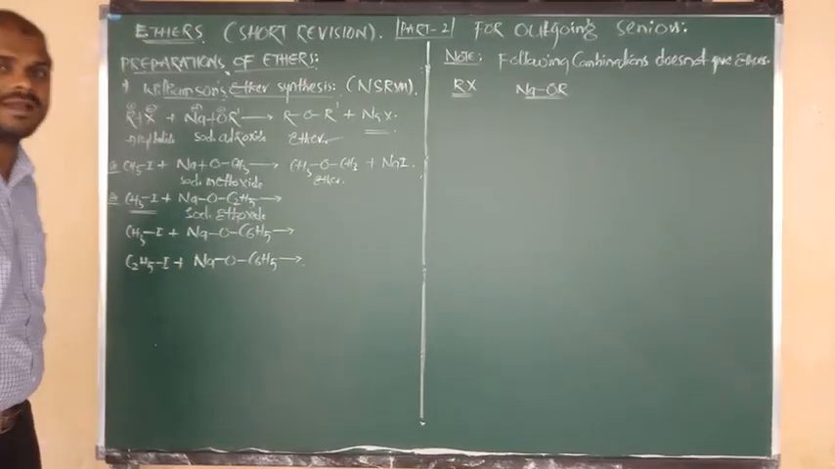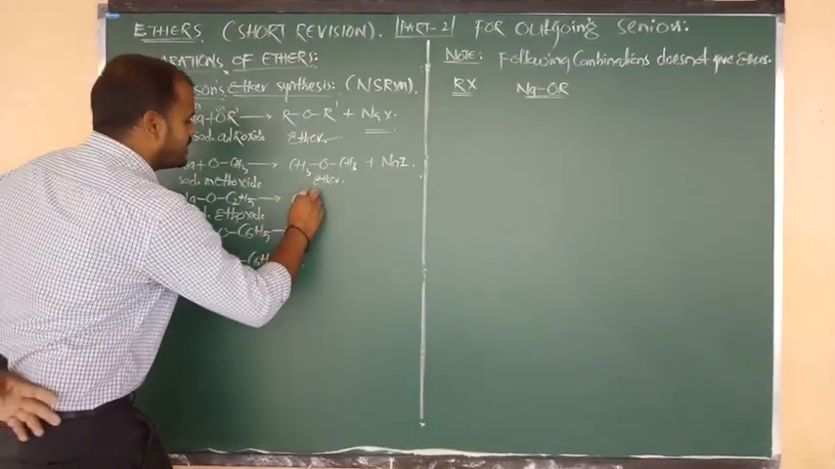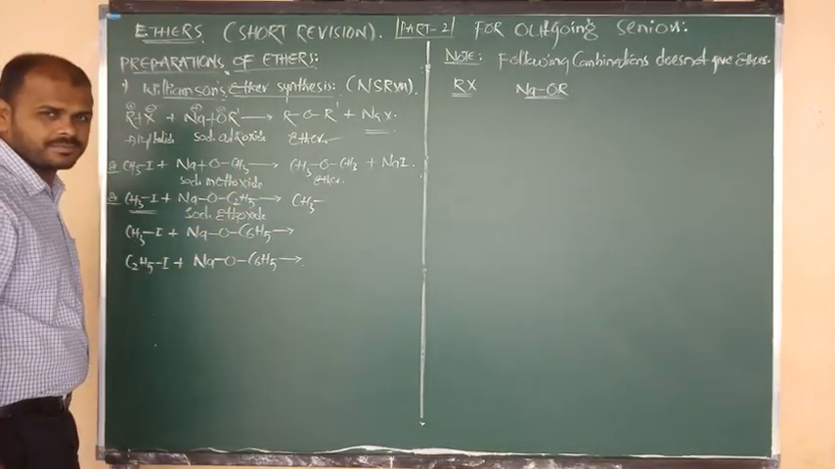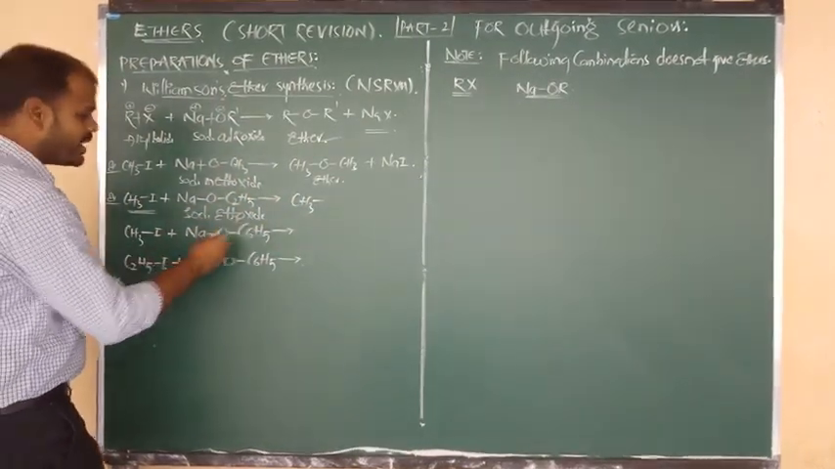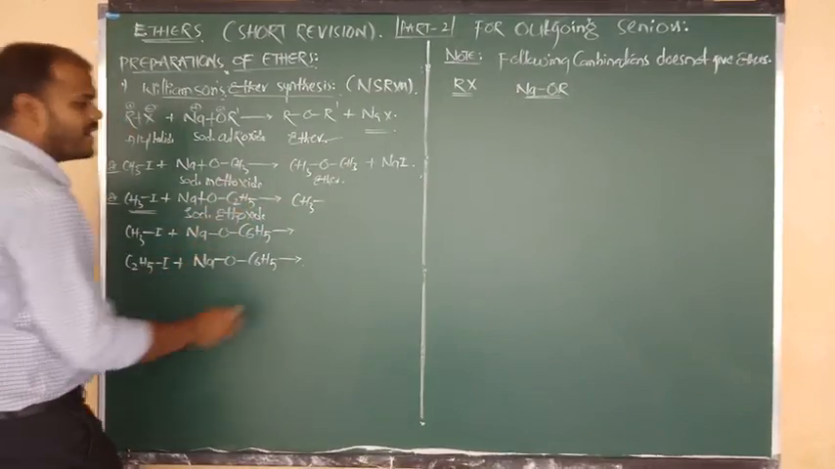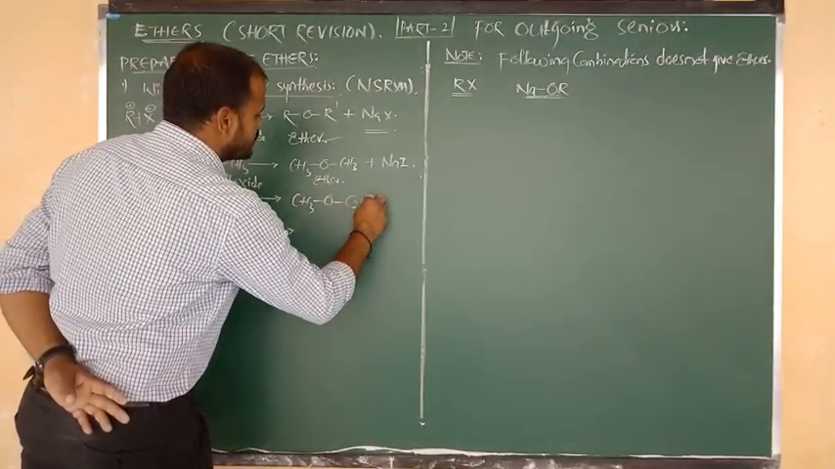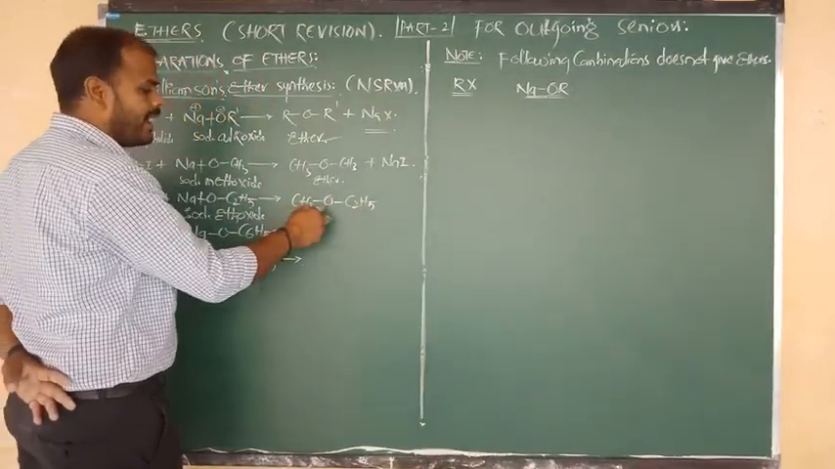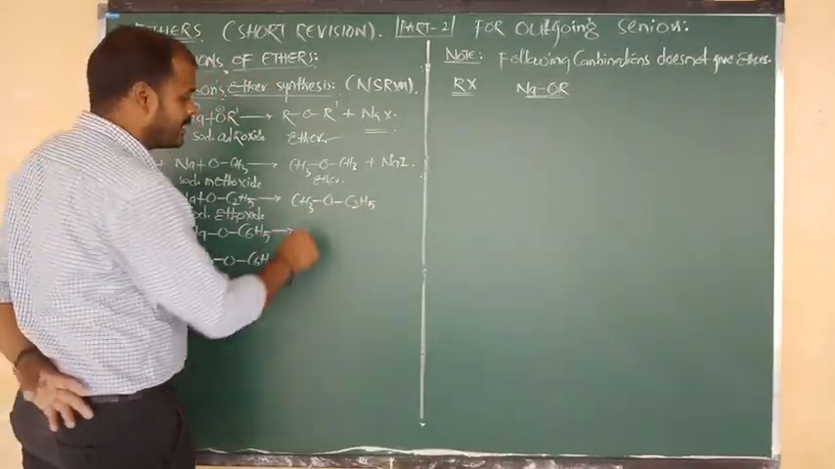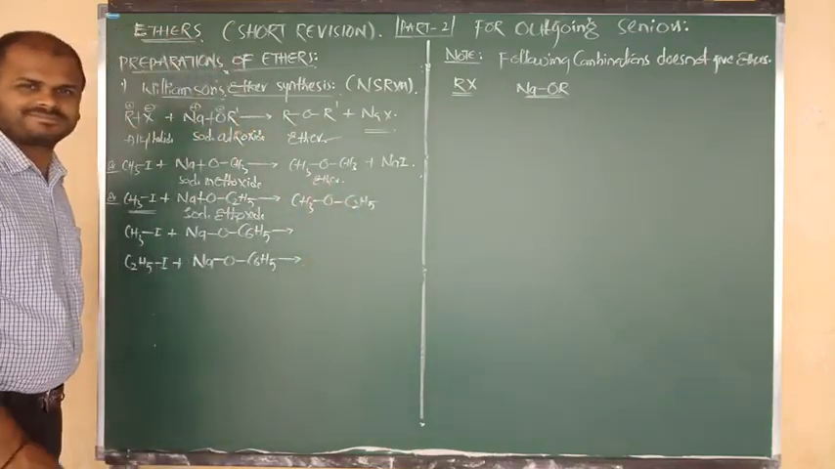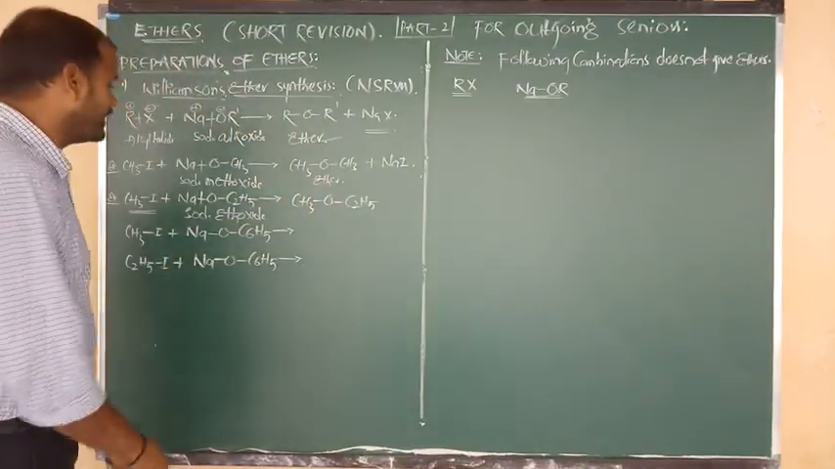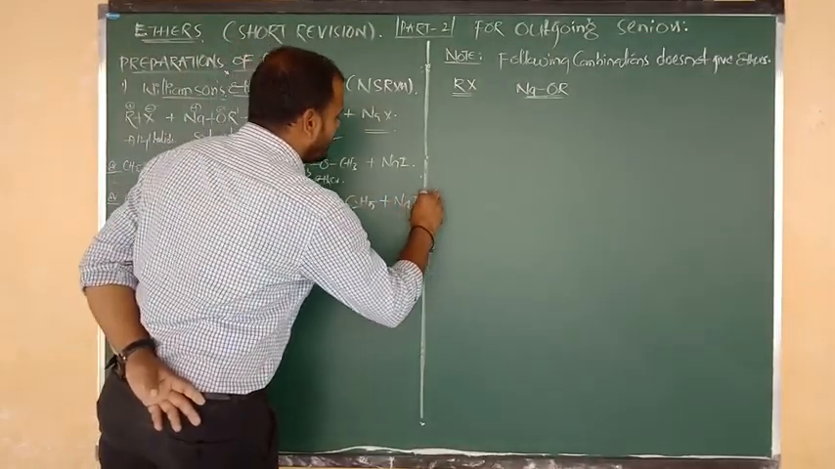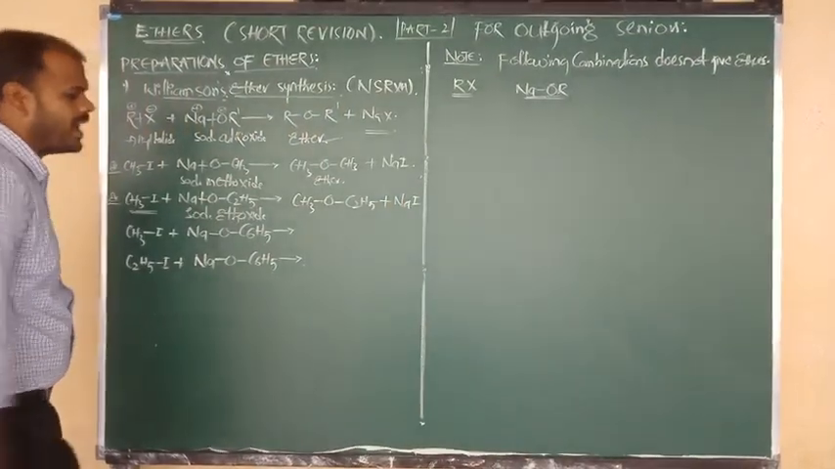The product formed: from the alkyl halide, the alkyl group we read as it is, that is CH3. And from sodium ethoxide, the OC2H5 group we read as it is. So OC2H5, this is ethyl methyl ether, and also we can say methoxyethane. And the byproduct is Na combining with I and removed in the form of NaI, that means sodium iodide.